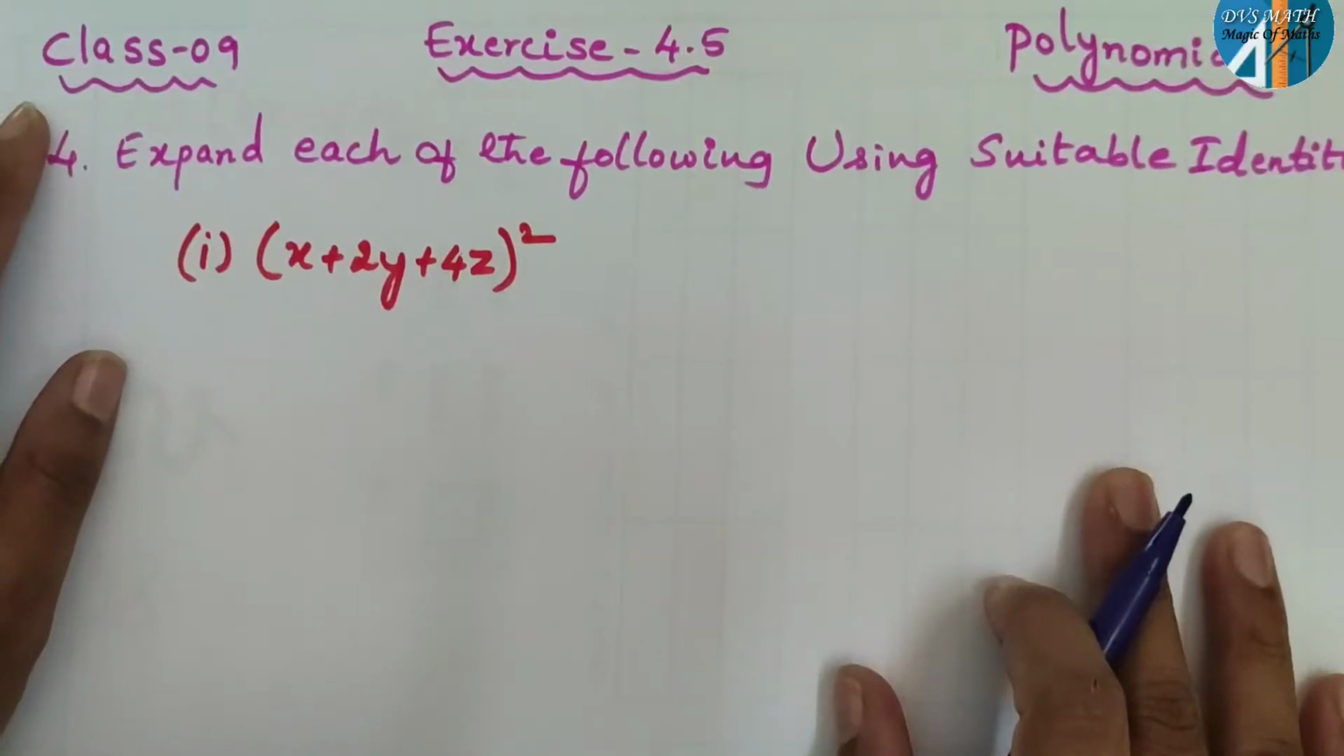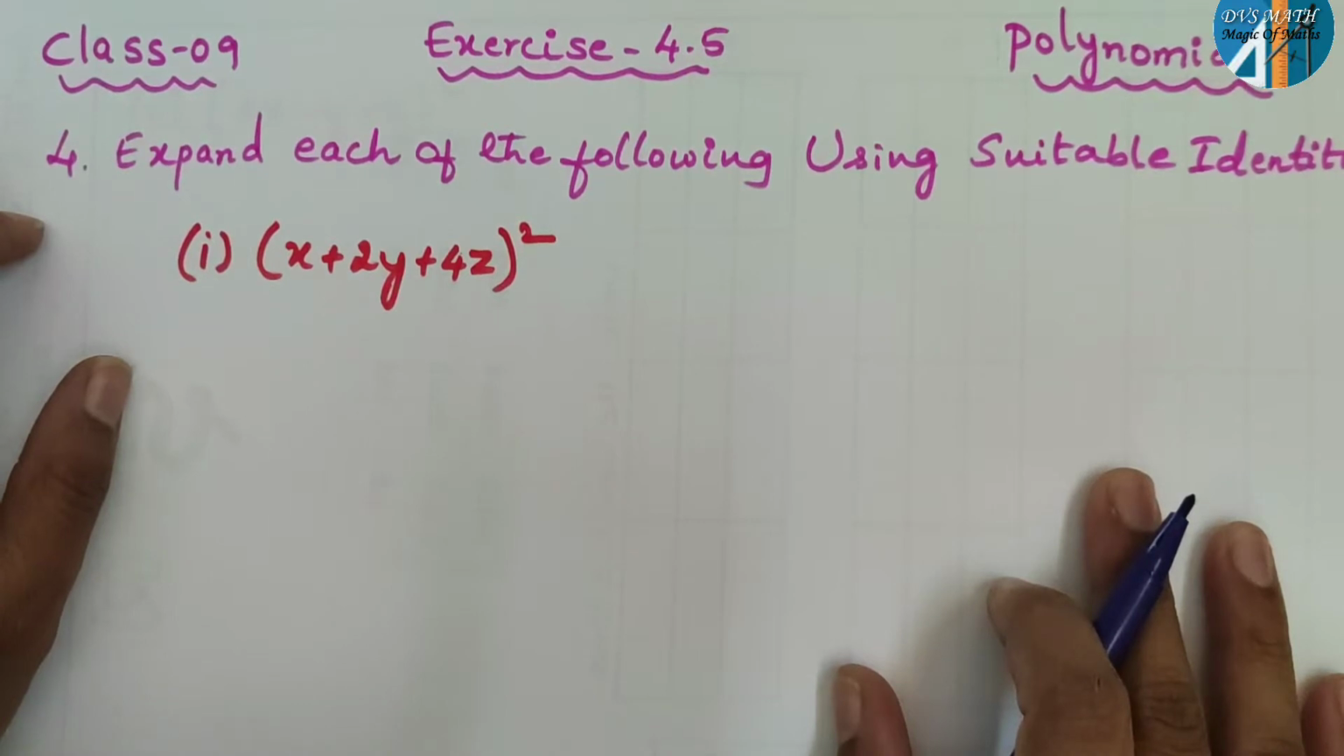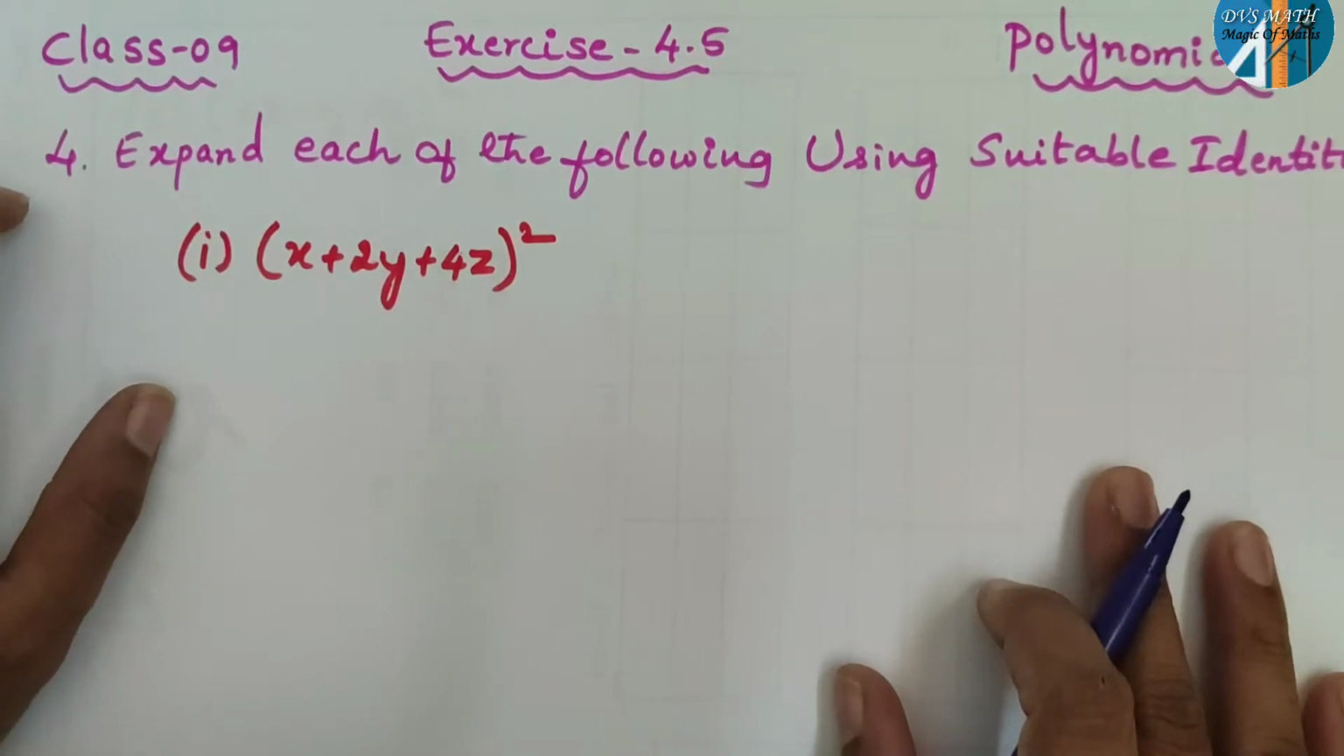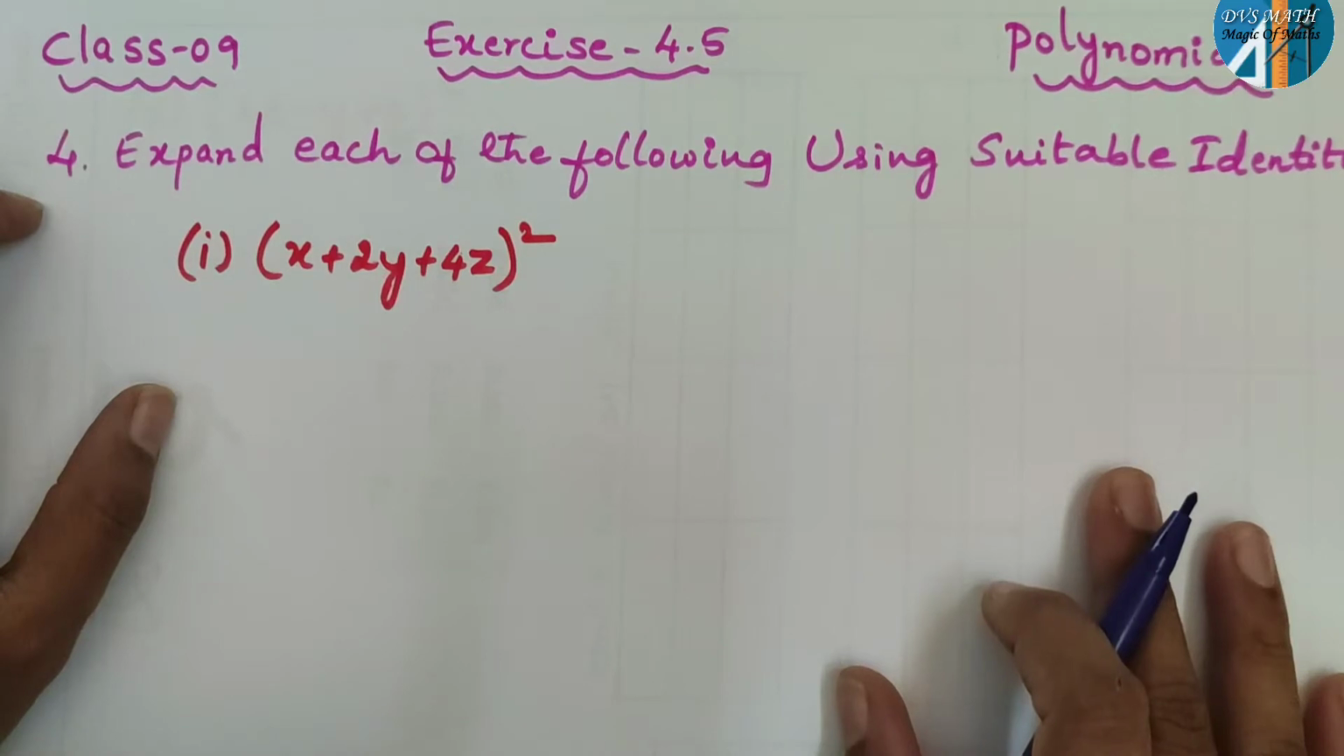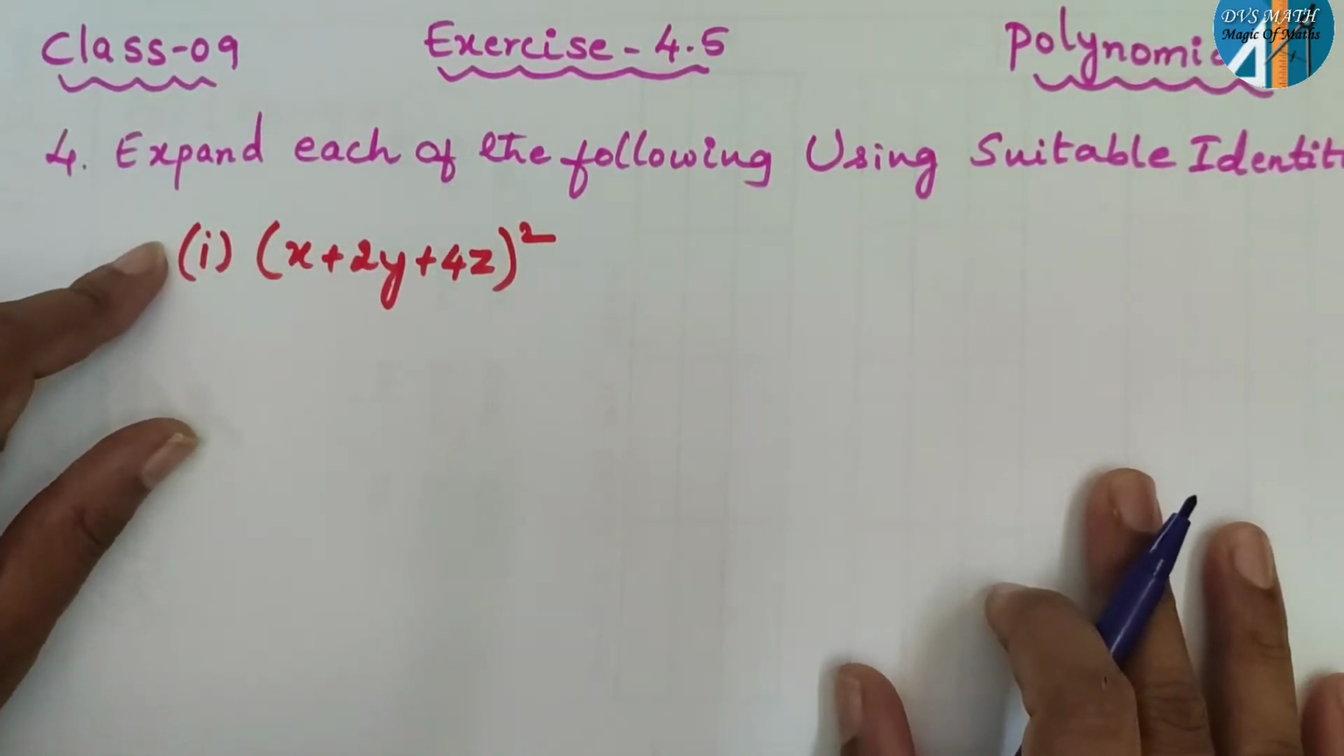Class 9th polynomials exercise 4.5. So we are moving on to the next question, question number 4. Expand each of the following using suitable identities. Here in this question we have 6 sub questions, so let us discuss one by one. It is the first sub question.